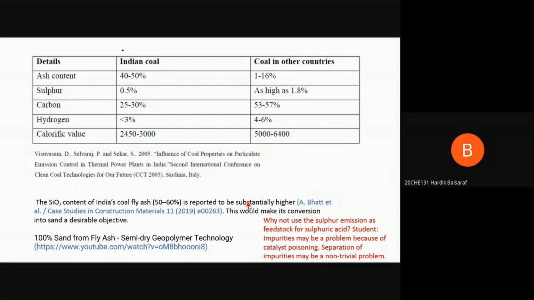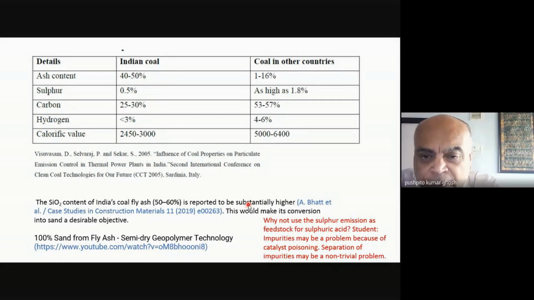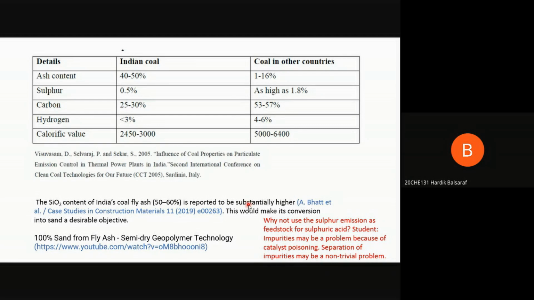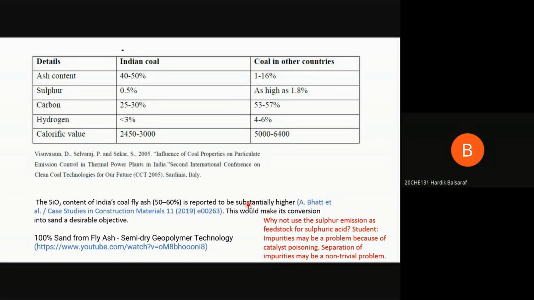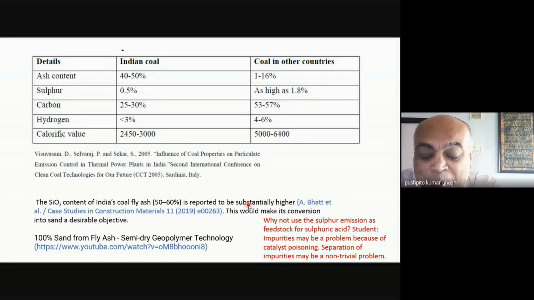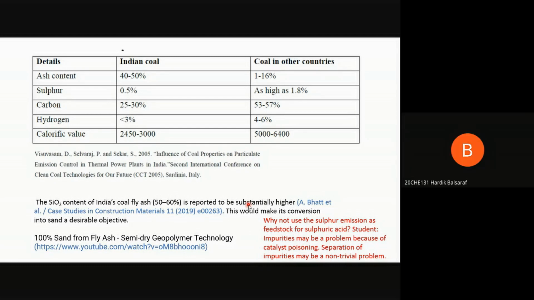Sprinkle water, like proper spraying of water. Spray the water. Yes, sir. Very good. If you spray the water, then what will happen? If there is some suspended particulate matter, that will settle down, or even the SO2 or SO3 might react. Well, SO3 will react, not SO2. SO2 will probably pass. Combust it with air and then spray water so that SO2 gets converted into SO3. Combust it? Yes, sir. Combust the flue gas with air and then spray water on it.